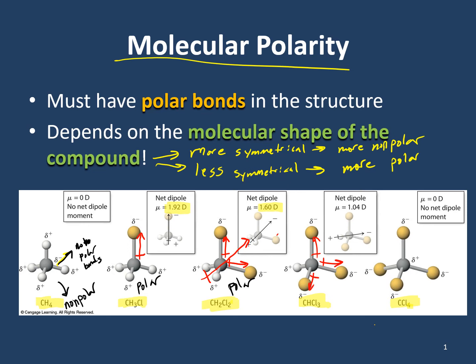And this leads to an overall net dipole moment of electrons being pulled towards this side of the molecule. Now, this molecule is still not perfectly symmetrical. It's going to be polar as well. It's actually the least polar of the molecules that have been polar so far, with a dipole moment of 1.04.